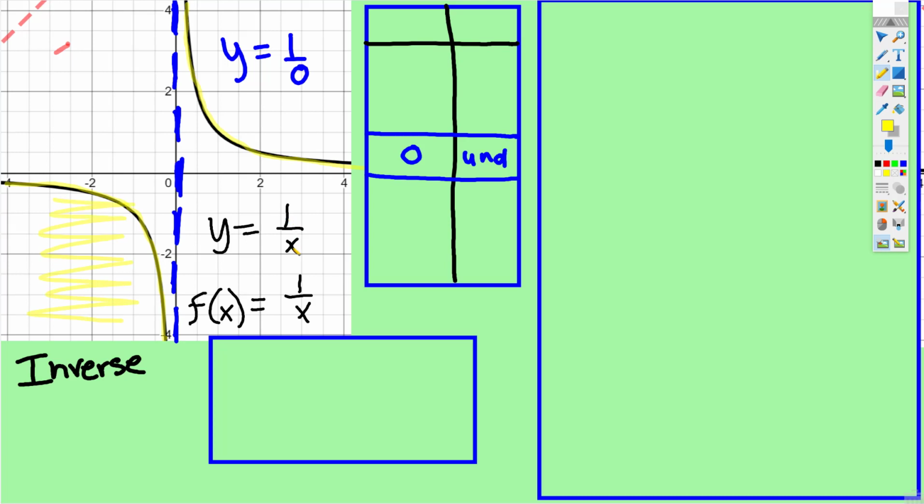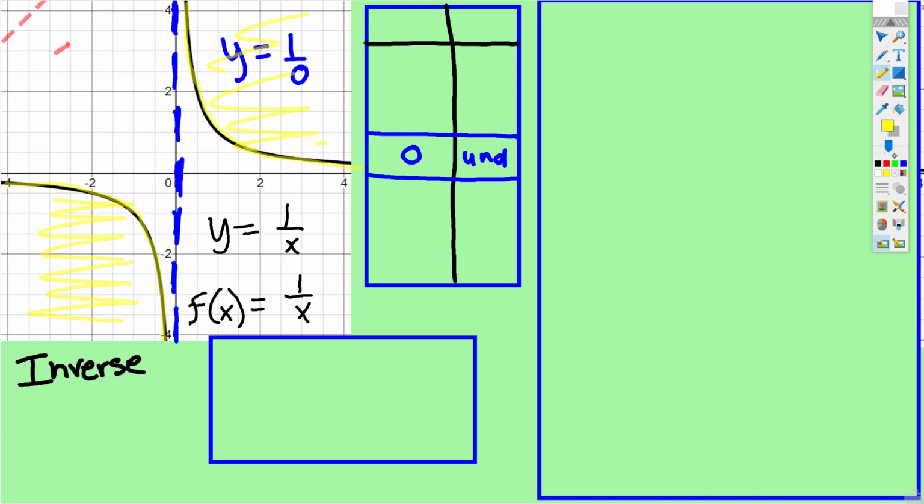because 1 over any negative number will be a negative value. 1 over a positive number will be a positive value. So that's what the graph of an inverse function looks like. Now, because there's a break in the graph, there'll be a break in the domain.